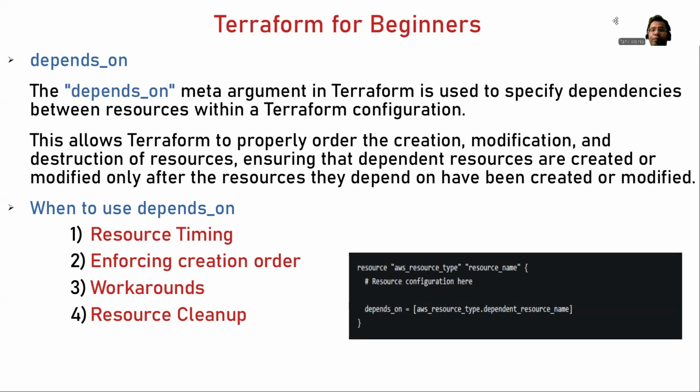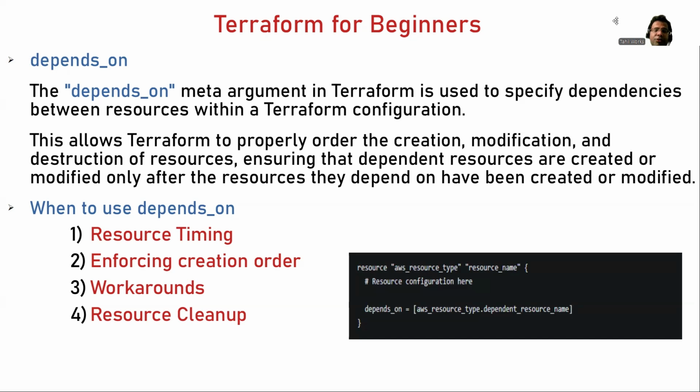This allows Terraform to properly order the creation, modification, and destruction of resources, ensuring that the dependent resources are created or modified only after the resources they depend on have been created or modified. That's what I was explaining: there would be a situation where you want to set up a dependency on the Y code of Terraform to execute only when the X code of Terraform is executed. Let's get into when we can use the depends_on meta argument in Terraform.